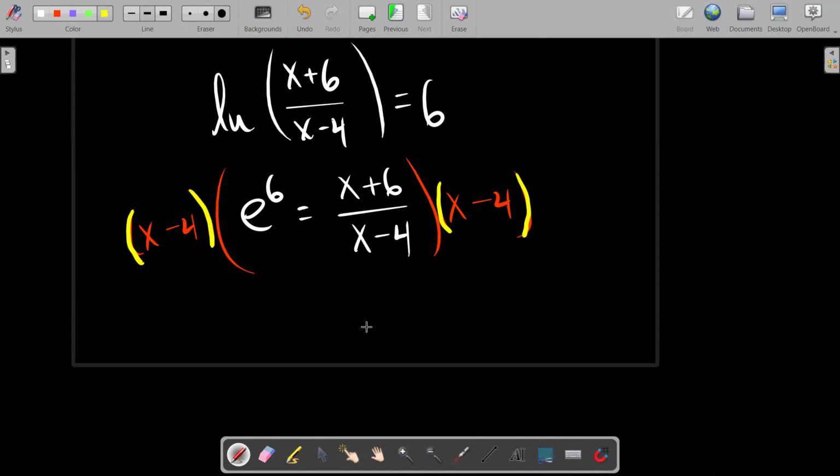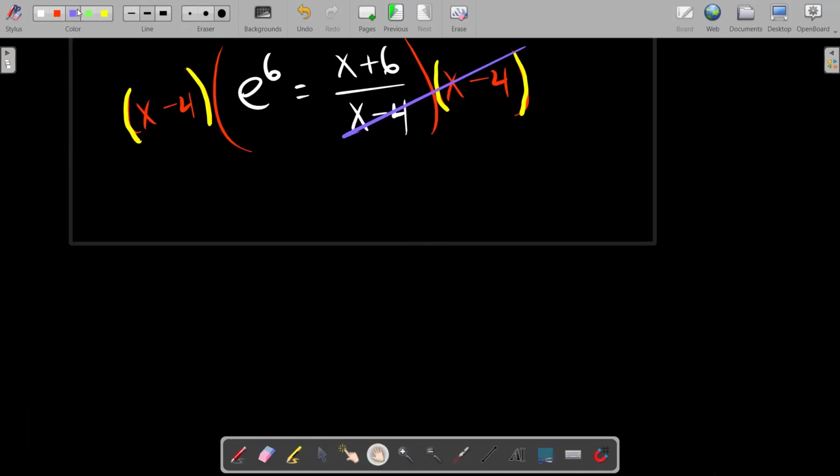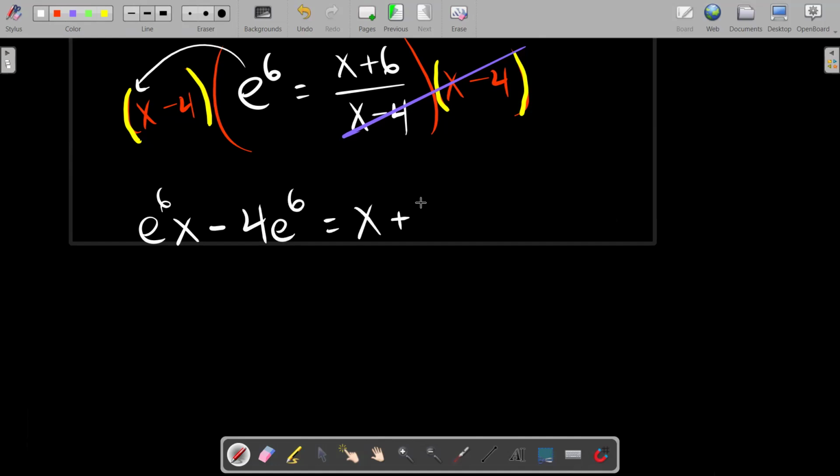Here we go. On the right-hand side, these are, of course, going to cancel out. And on the left-hand side, what are we going to get? Correct. We're going to get e to the 6th x minus 4 e to the 6th equals x plus 6.